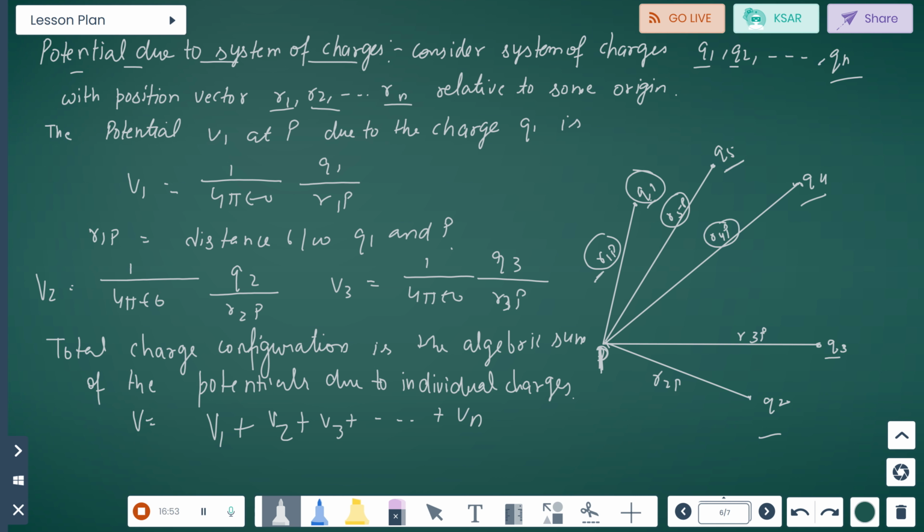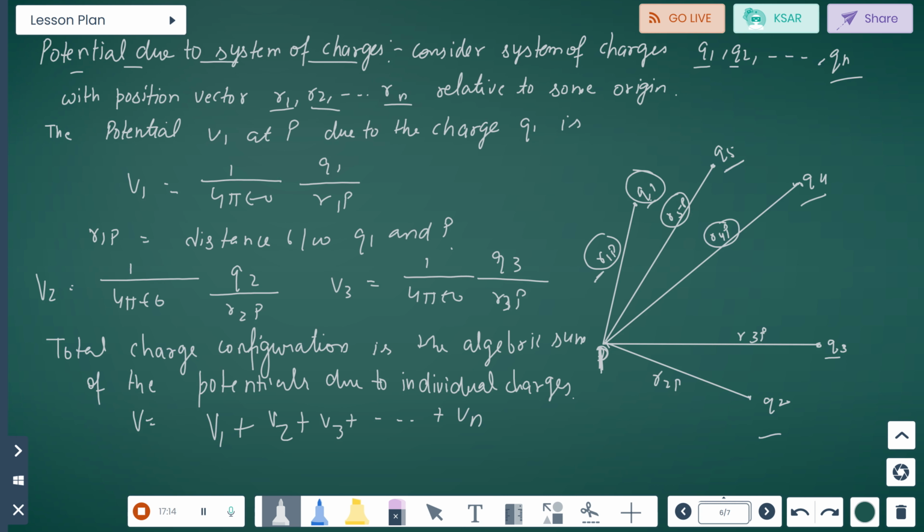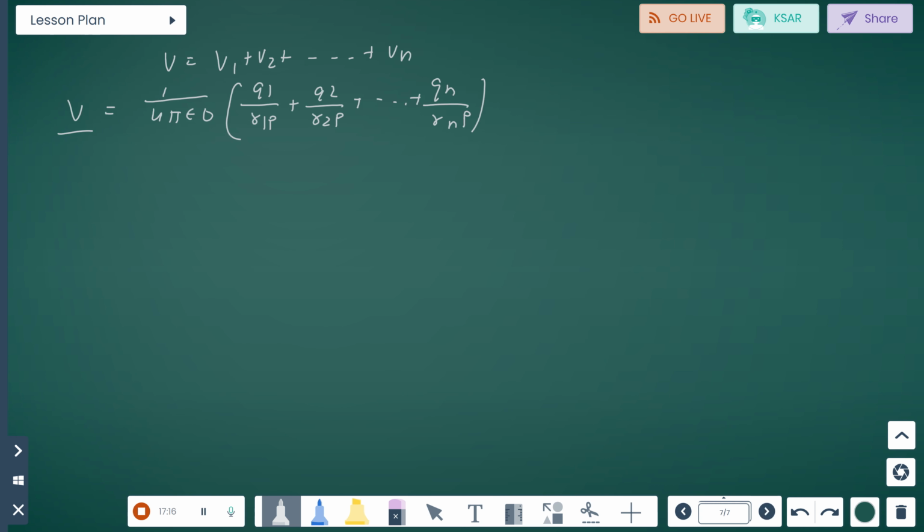The change in electric potential energy of the third charge as it moves from initial to infinity is the product of the third charge Q naught and the potential due to system of charges.